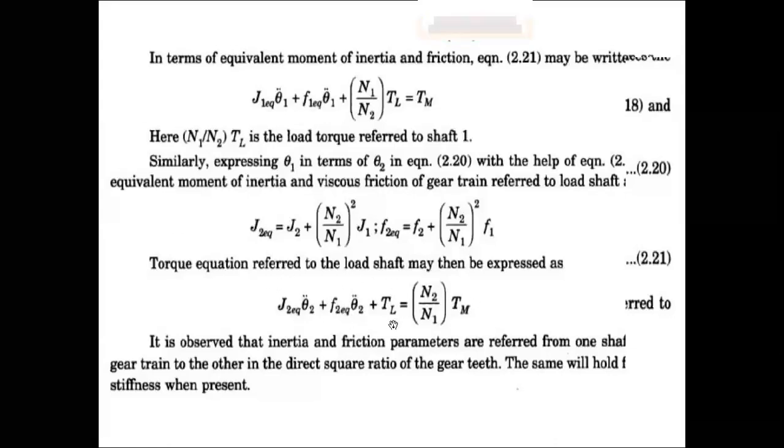Are you getting my point? So let us say this is Tm of t. Then when you apply Laplace transform, what you are going to get? J1 equivalent s square theta 1 plus f1 equivalent s theta 1 plus n1 by n2 into TL equal to Tm of s, TL of s equal to.